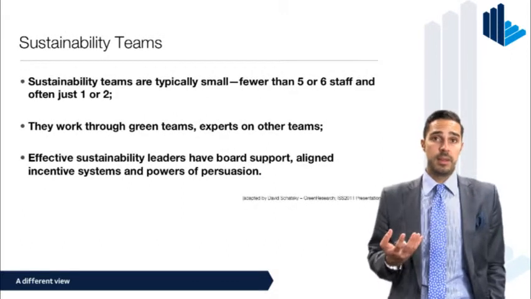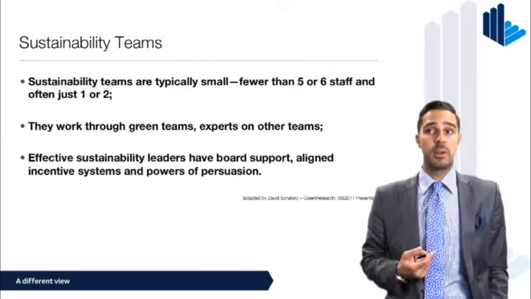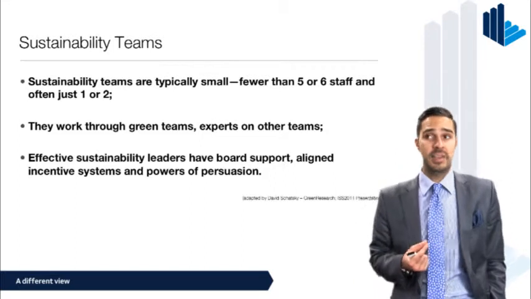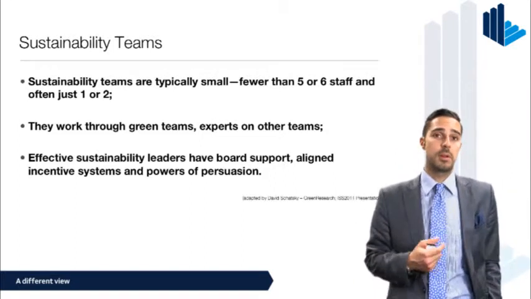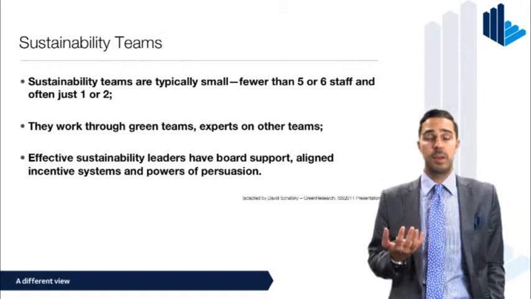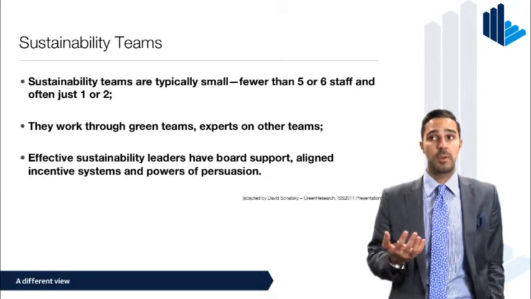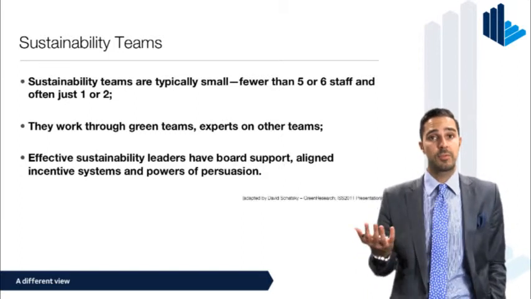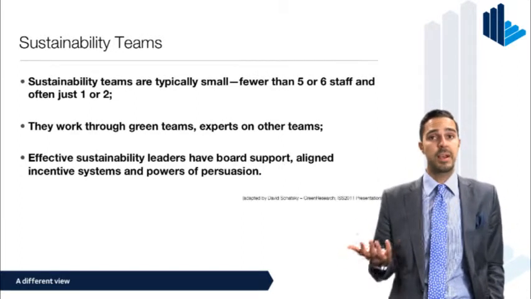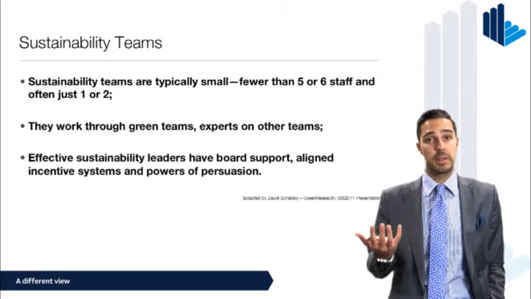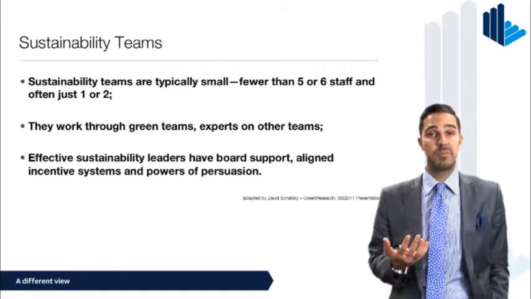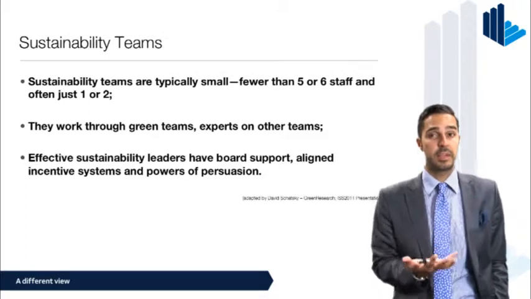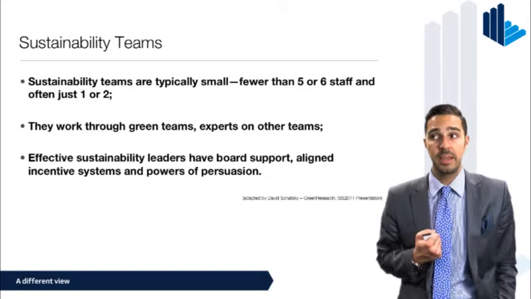What are the characteristics and the role of sustainability teams? Sustainability teams are typically very small. In a large organization, in most of Fortune 500 companies, sustainability teams are made by 1, 2, 3, 4 people. The maximum you could find in a large organization is really 6 people dedicated to sustainability.